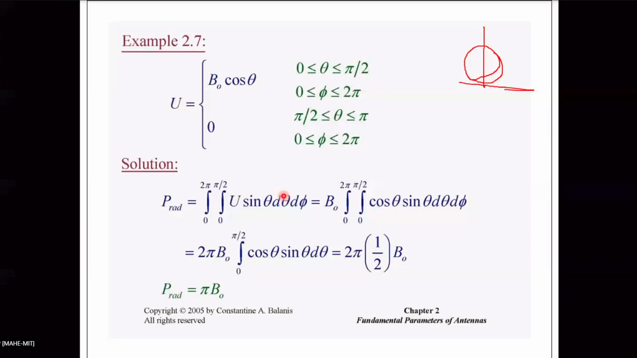Okay. So for this, how do you find D naught? The power radiated is given by this expression. Now you can see here the integration limits: U sin theta d theta d phi. Theta is equal to 0 to pi by 2, not pi, because from pi by 2 to pi it is 0. So it is 0 to 2 pi, 0 to pi by 2. You get B naught cos theta sin theta d phi, and this comes to be pi into B naught.